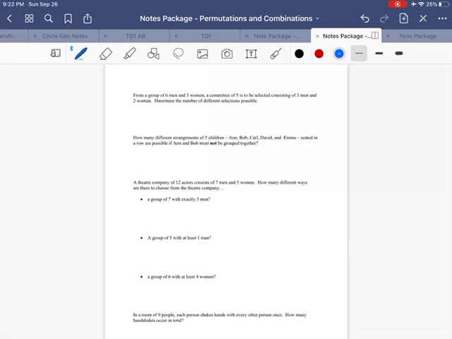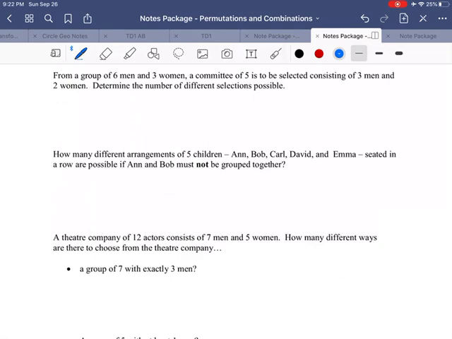Okay. From a group of 6 men and 3 women, a committee of 5 is to be selected using 3 men, 2 women. So 6C3 multiplied by 3C2, and there'll be 60 different committees possible. Oh, and this is a combination question.